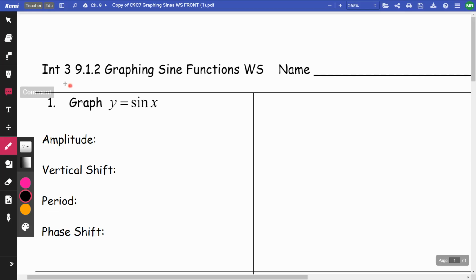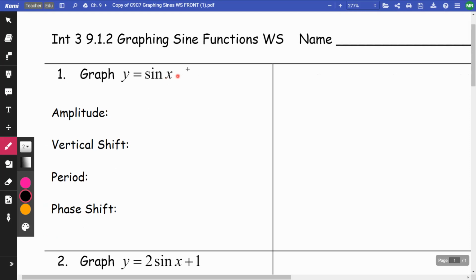So this worksheet is the Integrated 3 Graphing Sine classwork, which is the first graphing sine worksheet we did. So on this, the amplitude is 1. The vertical shift is none. My period is 2 pi. And my phase shift is none.